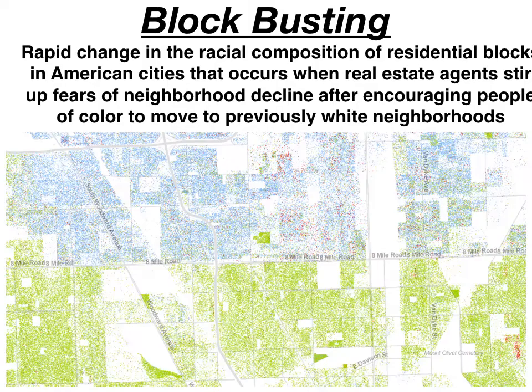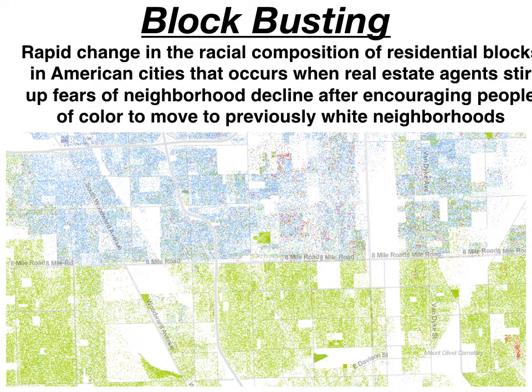major urban areas. Additionally, we have the practice of block busting, which was the rapid change in racial composition of residential blocks in American cities that occurs when real estate agents stir up fears of neighborhood decline after encouraging people of color to move into previously white neighborhoods. And this leads directly to white flight. Below is a map of Detroit, and we can see how segregated it is right along 8 Mile Road.